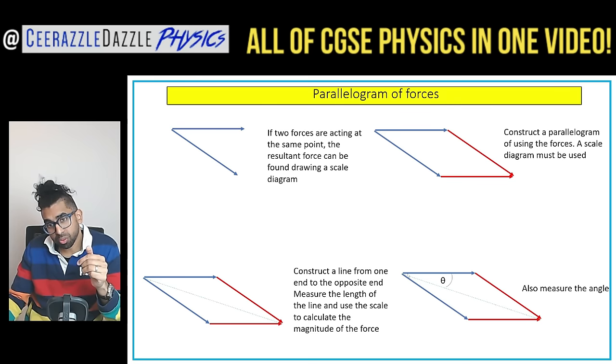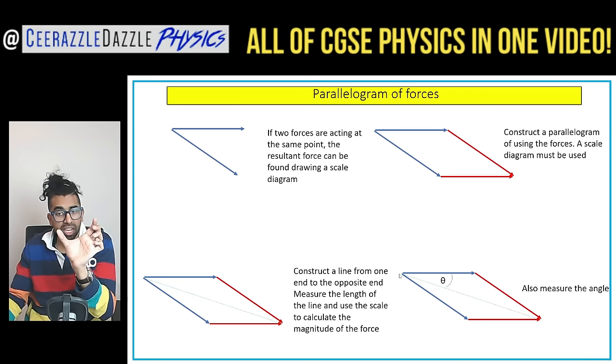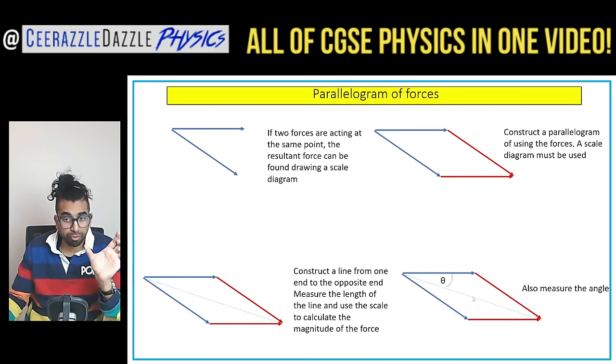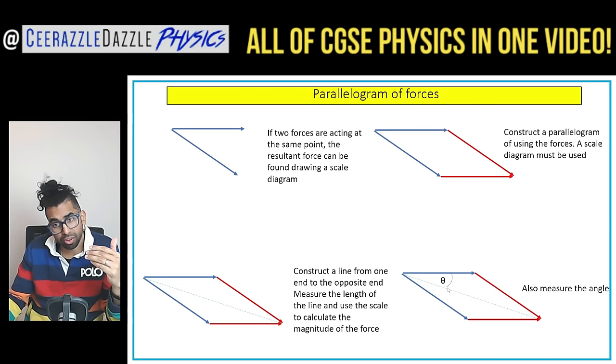So once you've constructed the parallelogram, then you've drawn the resultant force in between. Then you measure the length of the resultant force, and from here, you can work out the value of the resultant force, obviously using your scale. And you may be asked for the direction. You simply have to measure the angle with a protractor and also quote it.